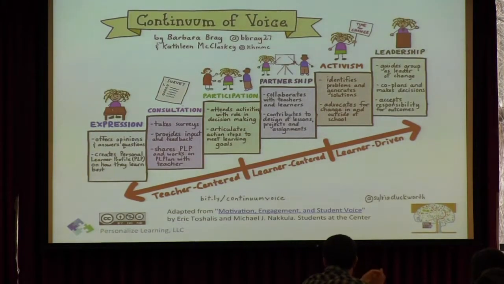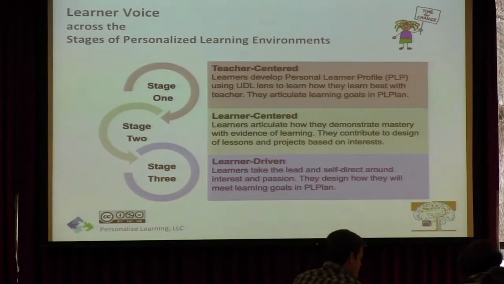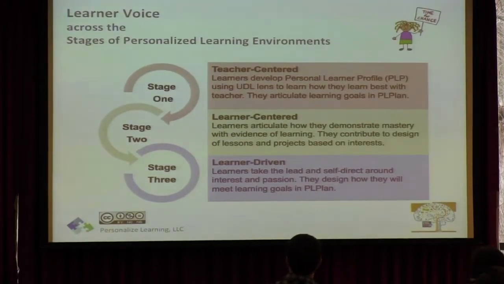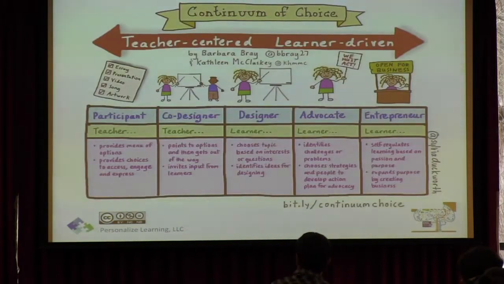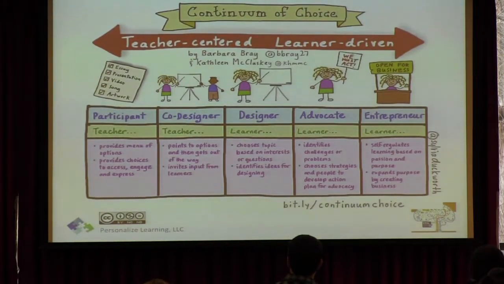So this kind of gives you just an overview. This is just another representation of what this looks like through the stages. And this sort of just gives you that glimpse of what that could look like. Now we're going to look at another continuum of choice. And this is the big piece. By the way, if you actually want to get to that website, there's a bit.ly at the bottom of these charts, so you can go there.